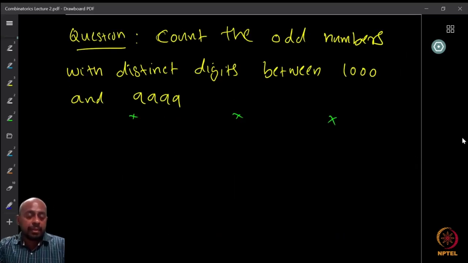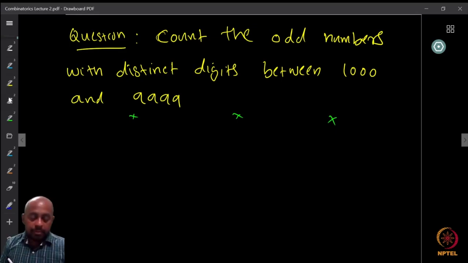Now, another question. Count the odd numbers with distinct digits between 1000 and 9999. This is a question I want to discuss because of some interesting fact. But before I discuss, please stop the video and look at this question, think about it, and try to come up with your own answer and see whether it matches with our computation. Okay, so how are you going to count this?